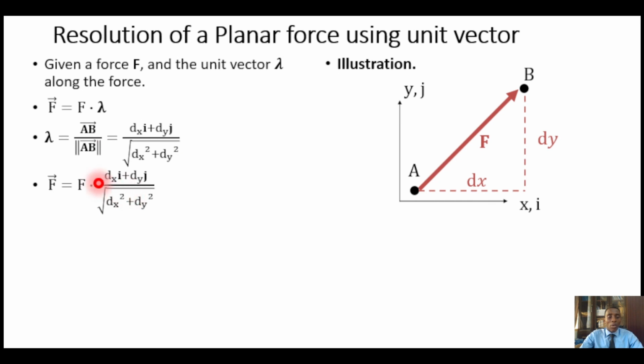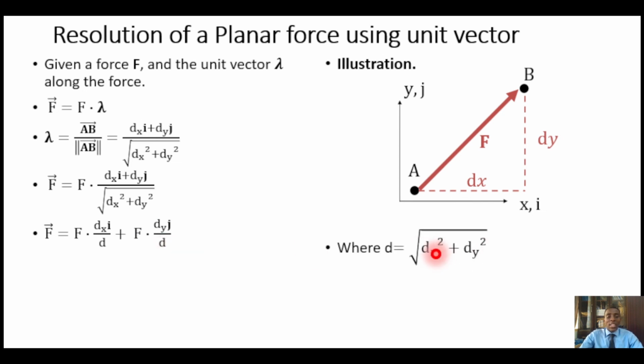In other words, I will separate this into F multiplied by dx in the i direction divided by d. Now this d is actually the magnitude. Then I'll multiply F by dy divided by d in the j direction. This d represents the magnitude, that is to say, the square root of dx squared plus dy squared. Then I've been able to resolve this force into x component and y component. So this is how to resolve this kind of force. Depending on the nature of the problem, you would know what to do.